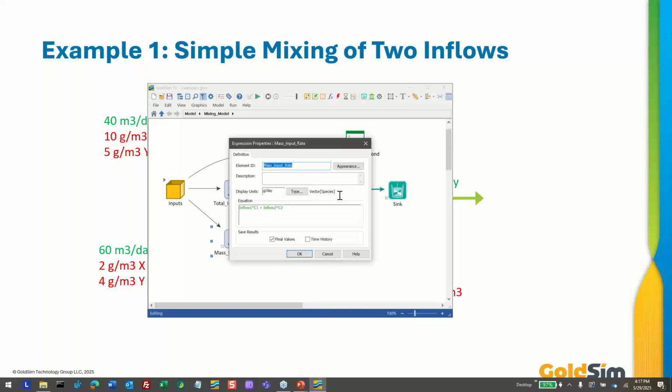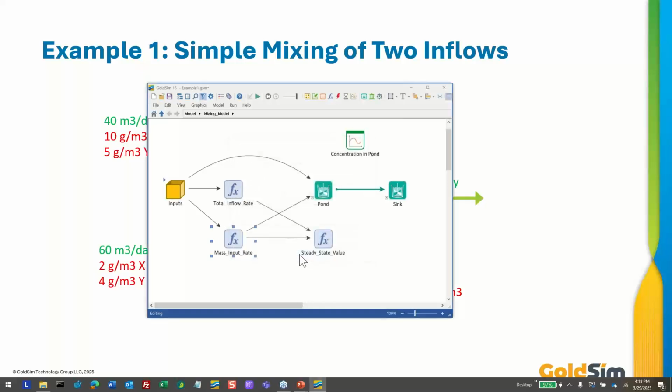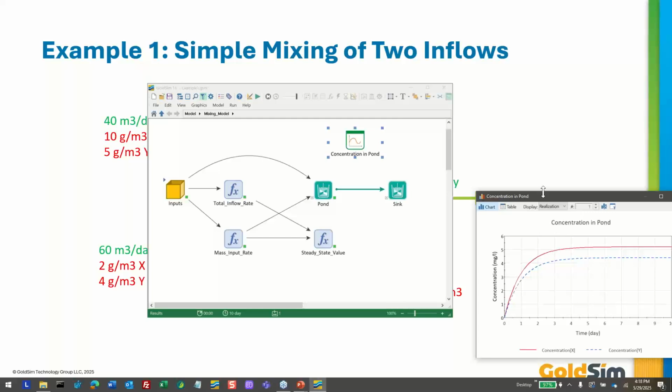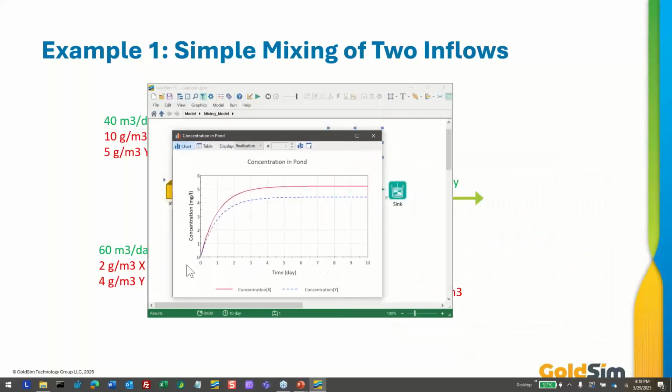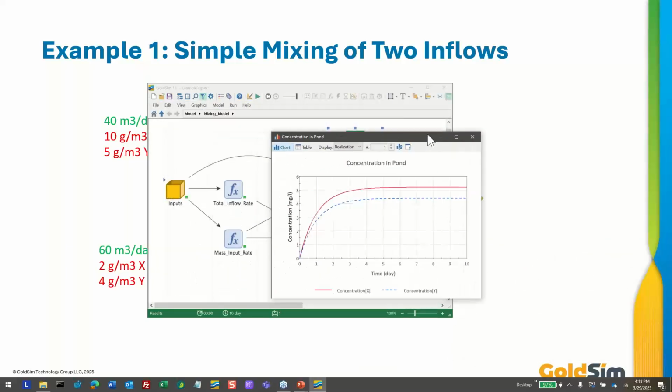And what you're going to notice here is this is a vector. Why is it a vector? Because these concentrations are vectors of species. There are two species, so C2 is an array with two items, 2 grams per cubic meter and 4 grams per cubic meter. And therefore, this expression is also a vector of species. So if we go ahead and run this model, we're just mixing these two inflow streams.